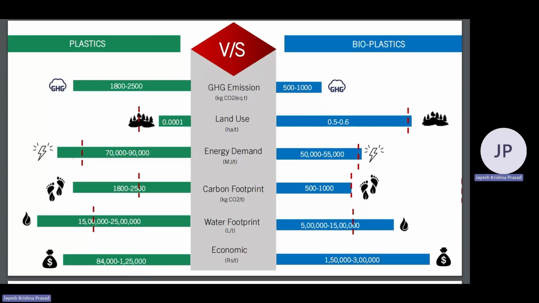Coming to land use, the land use for bioplastics is similar at around 500 to 1000 hectares per ton, but the sourcing of raw materials often involves renewable resources which can be managed sustainably. Energy demand: the energy required for bioplastics is significantly lower, ranging from 50,000 to 55,000 megajoule per ton. This reduction in energy can lead to lower greenhouse gas emissions during production.